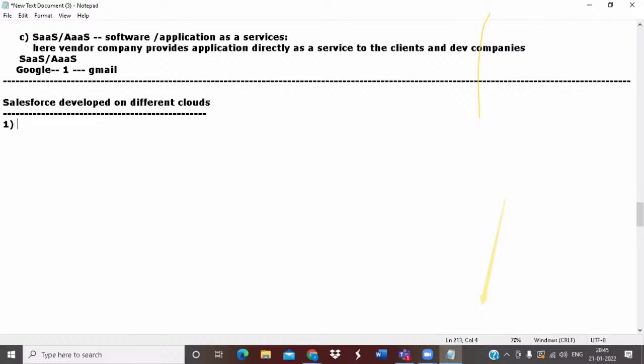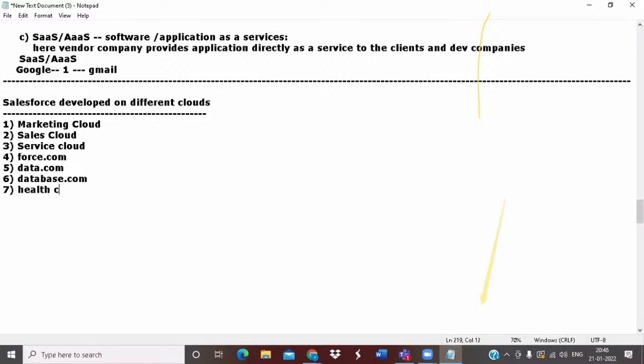The first type of cloud is Marketing Cloud. Second one is Sales Cloud. The other one is Service Cloud. Fourth one is Force.com. Next one is Data.com, Database.com, something like Health Cloud, Commerce Cloud, Einstein Cloud. Like that, there are so many clouds given by Salesforce. So let me discuss one by one here.